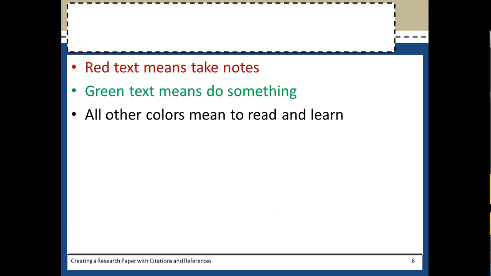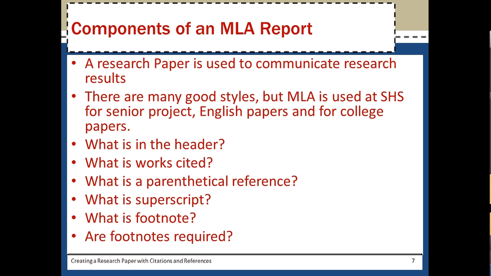You know this. Red text means take notes. Green text means do something. And then everything else means learn. Okay. A research paper is used. Here, write this down. It's red. A research paper is used to commonly research results. Hey, write this down. Okay, now what is in the header?